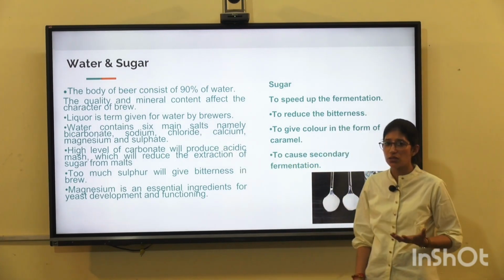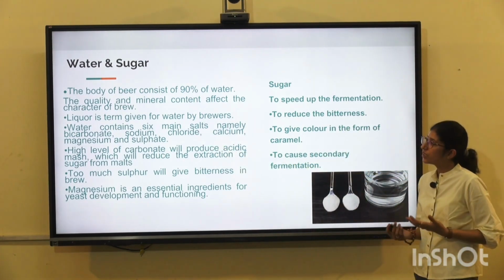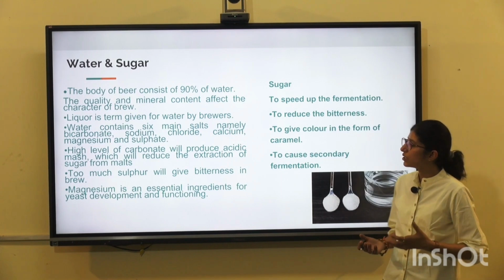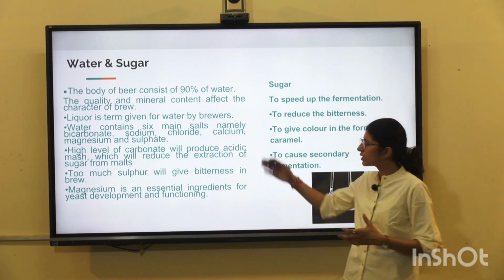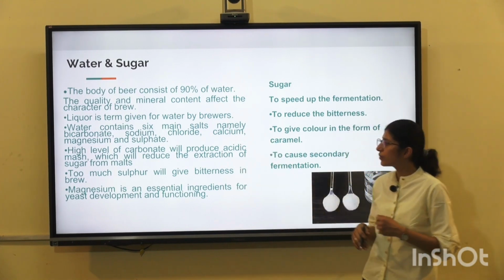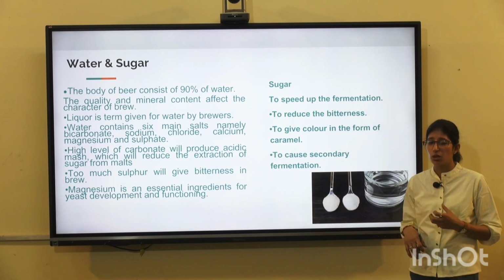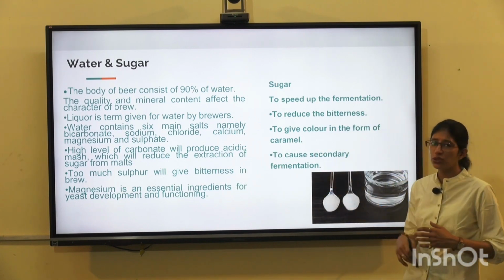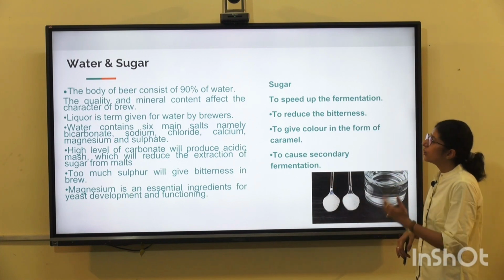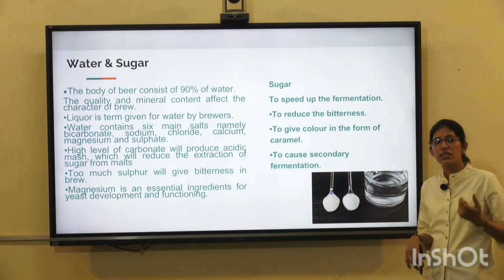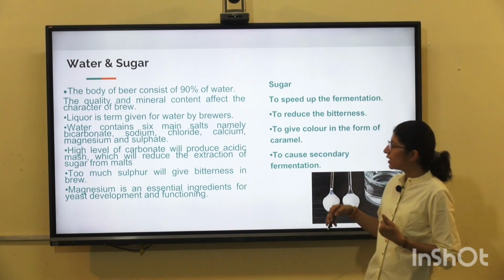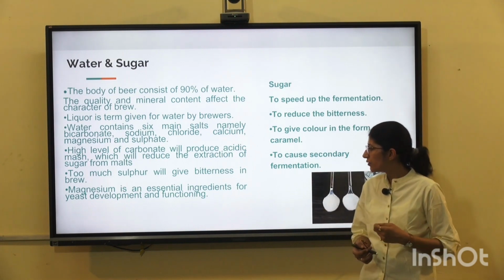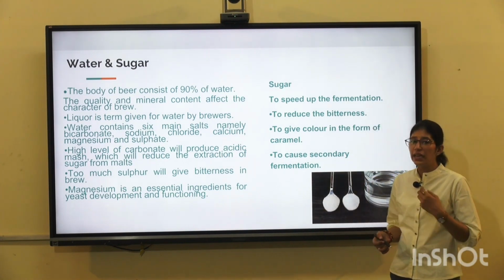Water contains 6 main salts, that is what? Carbonate, sodium, bicarbonate, chloride, magnesium, and sulfate. What is the role of these salts and how are they effective? A high level of carbonate produces an acidic mash. If the mash becomes acidic in beer production, the extraction of sugar from the malts will be difficult. If there is too much sulfate, then bitterness is imparted in the alcoholic beverage. And if magnesium is high, then the essential functioning of the yeast is hindered.